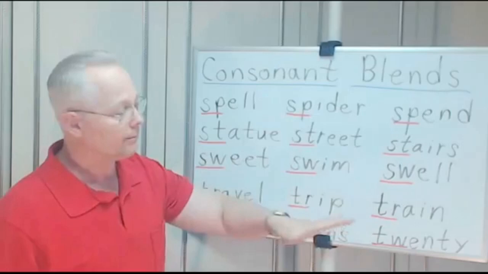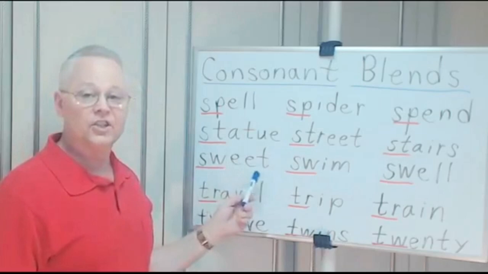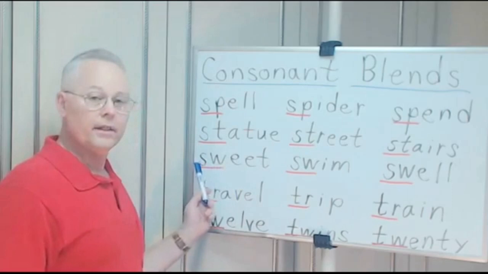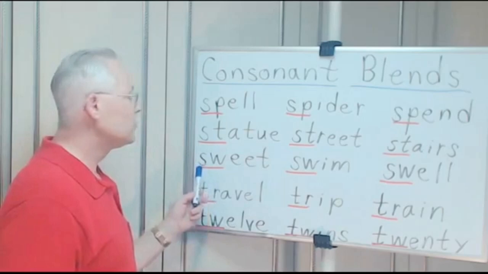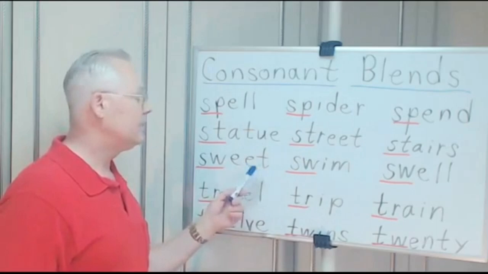SW, sw. Together, they blend together, they sound like sweat, sweat. Sweat. The W sounds like E. T, t, sweet, sweet.